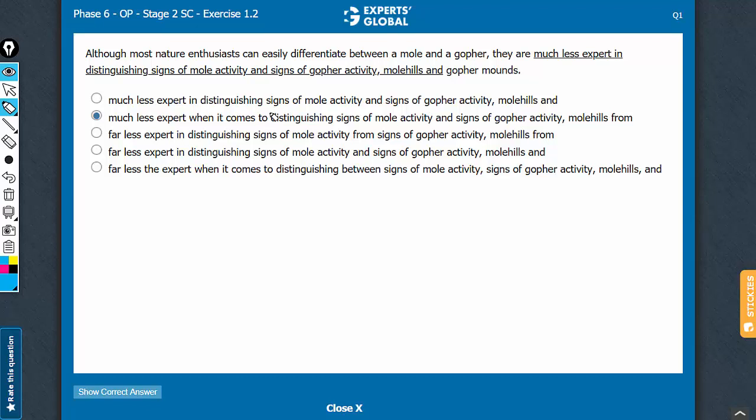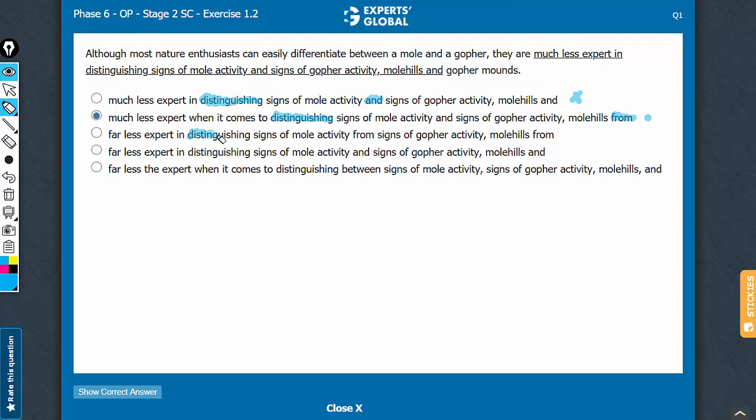Distinguishing between A and B or distinguishing A from B are the only two correct usages of distinguish. Answer choice A says distinguish A and B. That's not correct. It should be distinguishing between A and B or distinguishing A from B. Look at choice B. So this says distinguishing A from B, so this can stay.